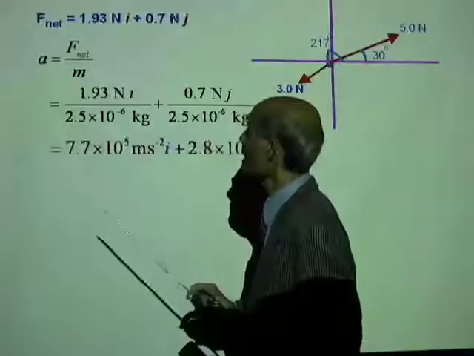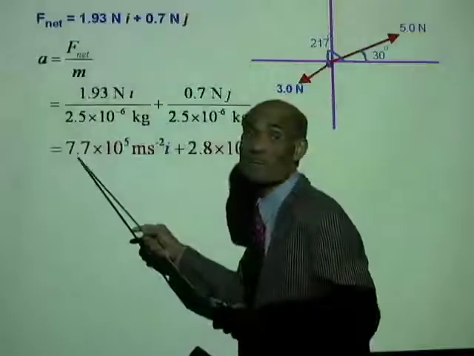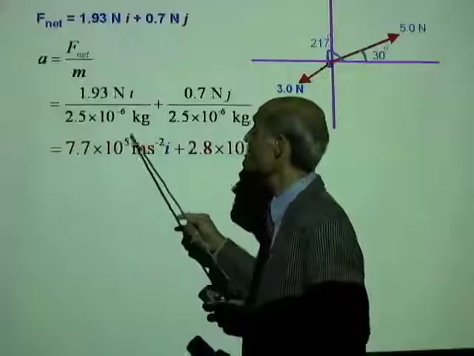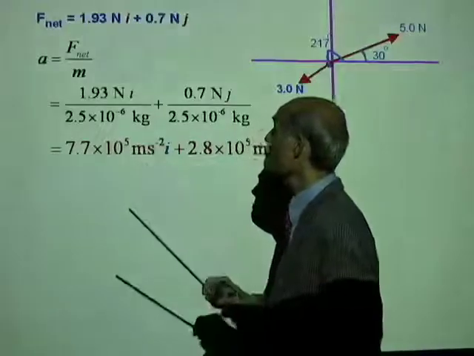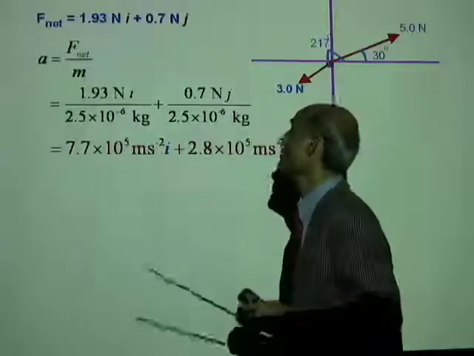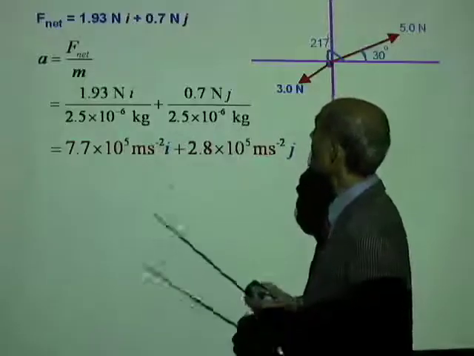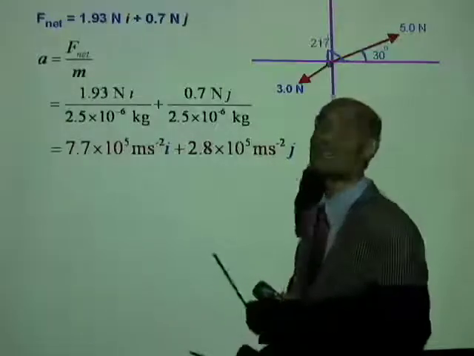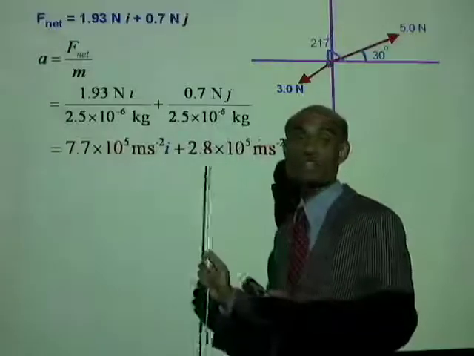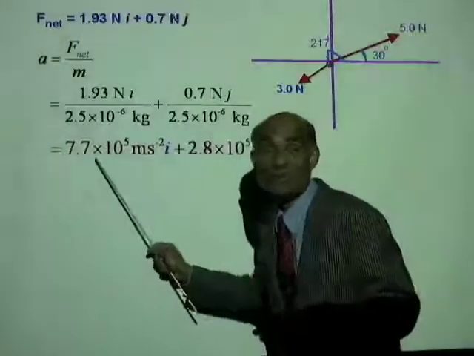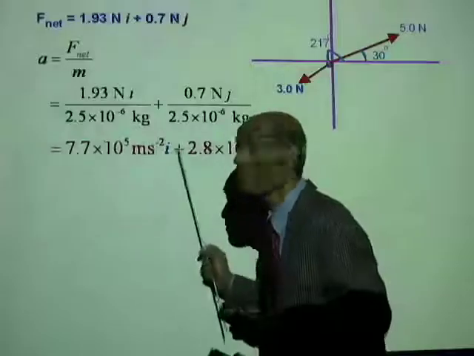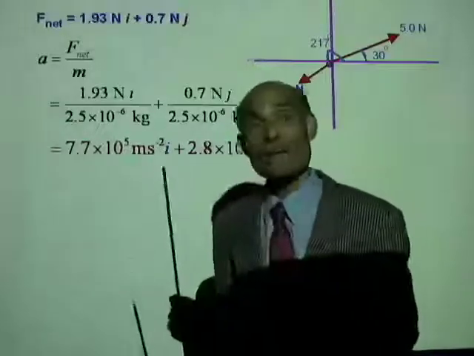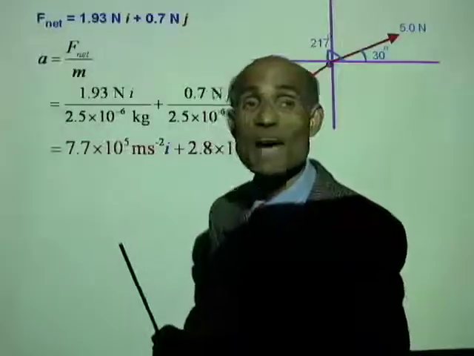Simplify this, what do you get? That will be 7.7 times 10 to the 5 meter per second squared I plus 2.8 times 10 to the 5 meter per second squared J. This is the acceleration of the object in the component form. Can you write that in the magnitude angle form?